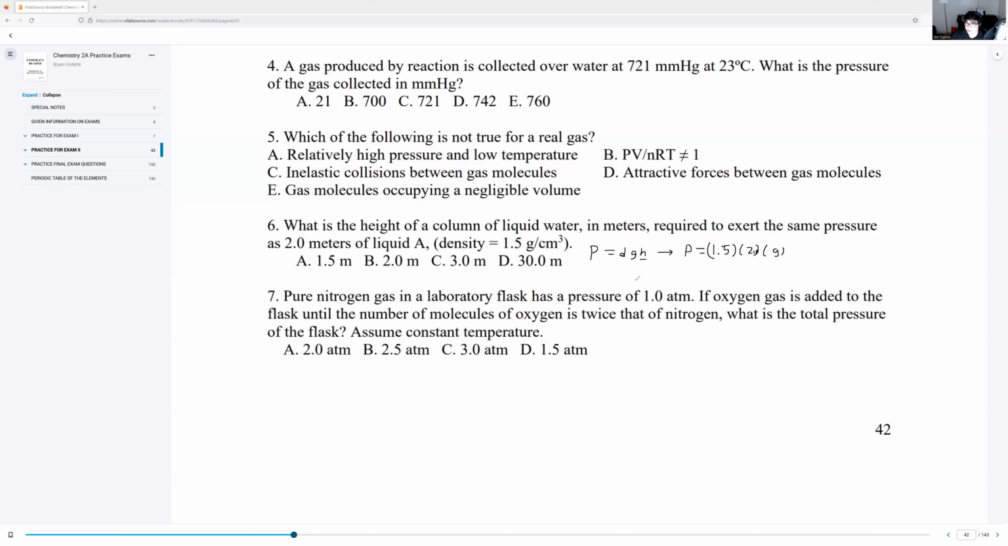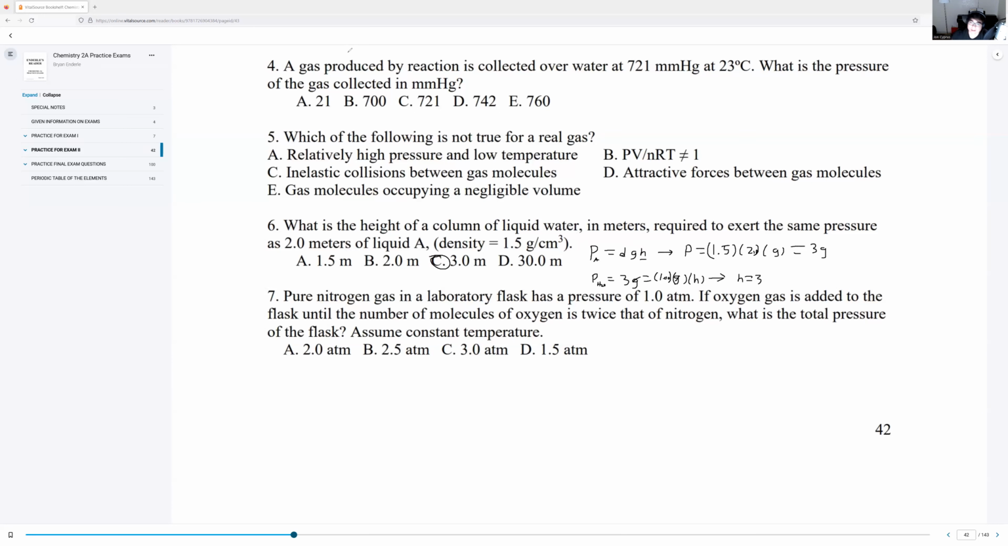So you plug into this density times gravity times height to find the pressure, and then you can solve for what the height of the water column would be using the density of water.